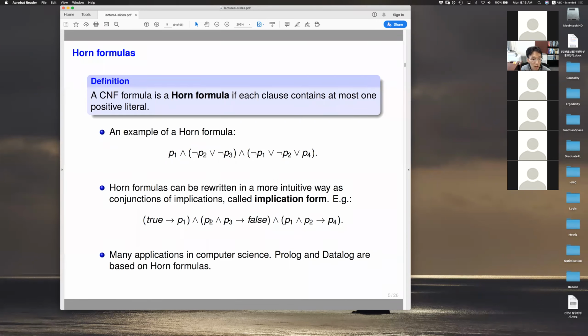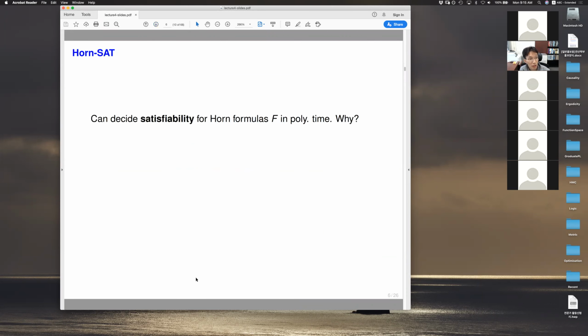And the reason they do this is because this Horn formula has some intuitive reading. At the same time, it has a very good computational behavior. Okay. So as I said, the Horn formula has a very good computational behavior, especially the satisfiability problem for Horn formula can be done in polynomial time. So let me just remind you of what this actually means.